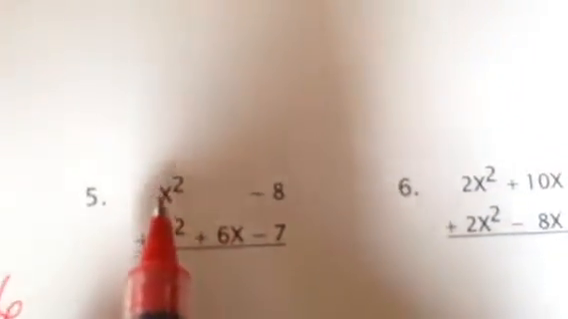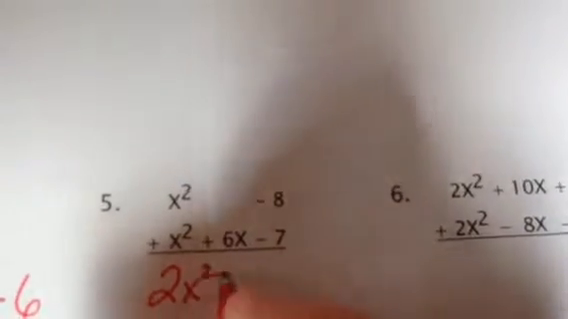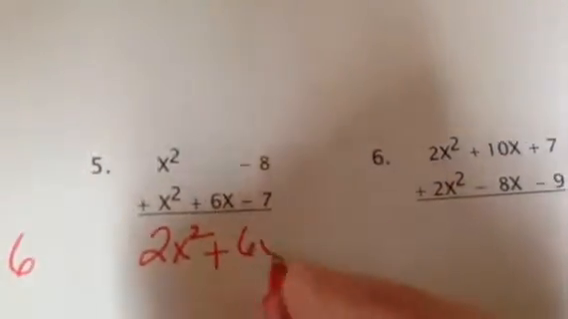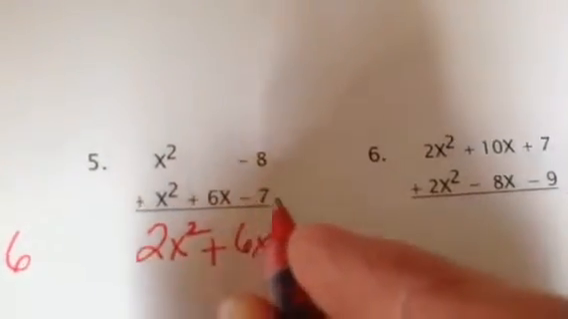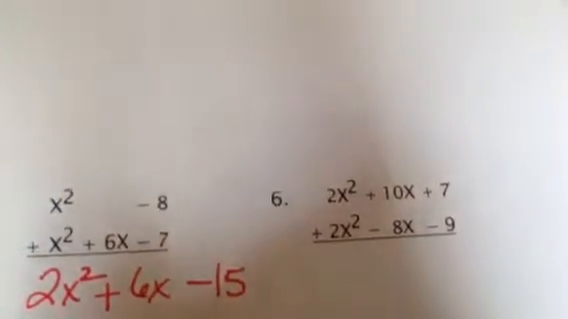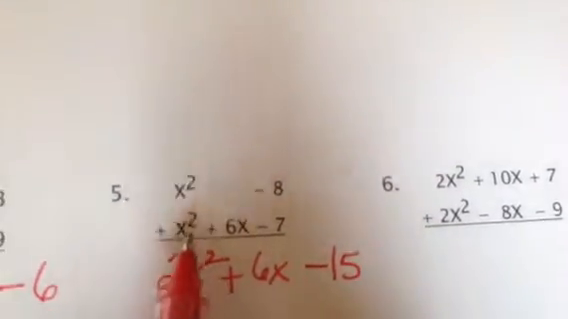So we'll do one more. Here you have a 1x squared plus a 1x squared, which is 2x squared. There's nothing there, plus 6x is 6x. Negative 8 plus a negative 7 is a negative 15. So that's it. Pretty simple there. Remember, when you add, you can only add like terms, and your exponents don't change.